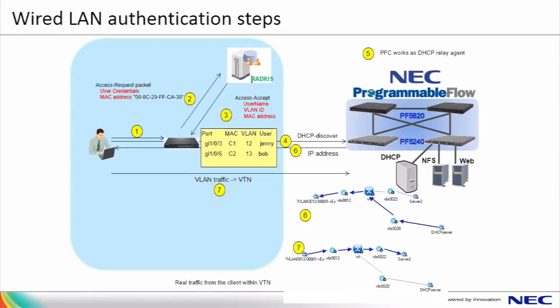Lastly, once the user has an IP address, they may then access secure resources that reside in the OpenFlow network. In this scenario, we're showing a flow of the user attempting to access a secure server. In the next slide, we'll show the PFC configuration for DHCP relay.